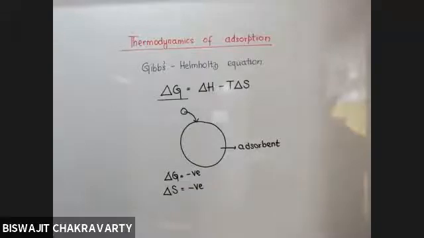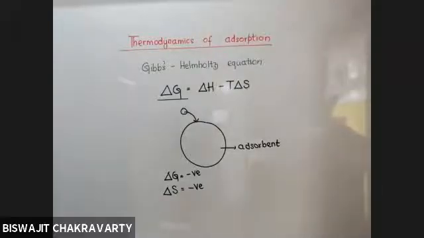Delta G, delta H. Delta G is the Gibbs free energy change. Delta H is enthalpy change and delta S is entropy change. And what is capital T? It is temperature expressed in Kelvin.